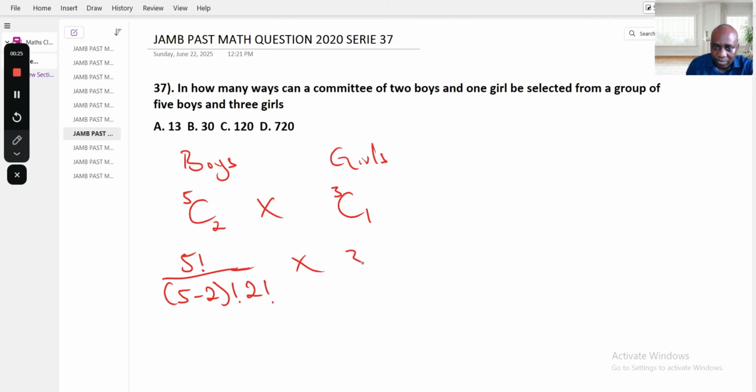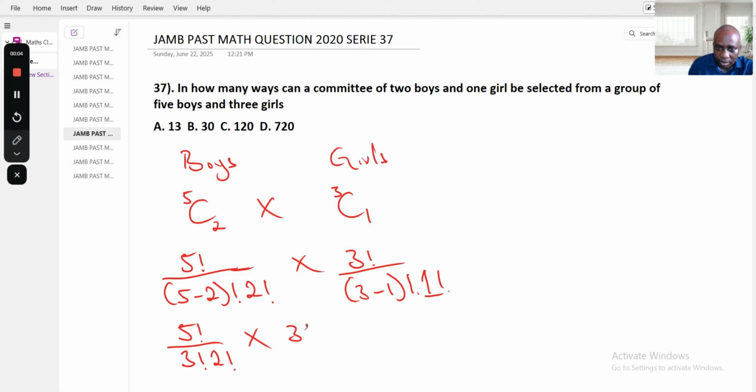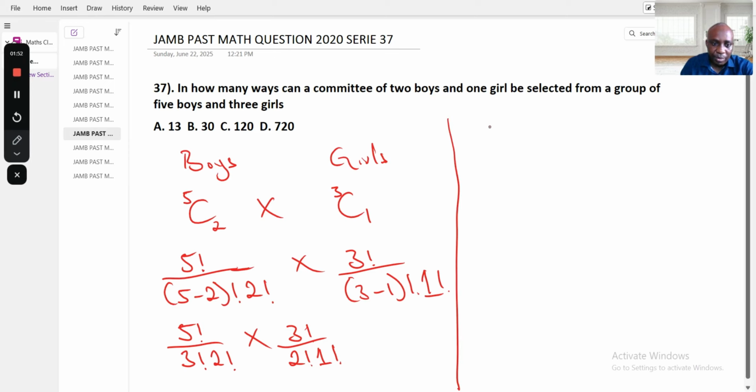Multiply by the same formula. 3 minus 1 bracket, only one that we want to select. Therefore, what we have here, this one will be 3 here, 2 here. This one will be 3. This one will be 2, 1 bracket. Therefore, let me divide this space so that we continue from there.